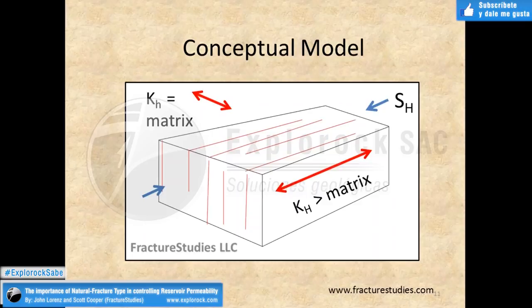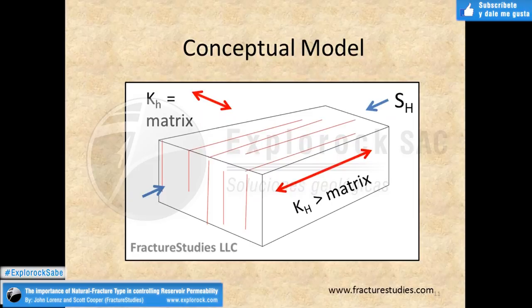So for a general conceptual model of extension fractures in a 3D cube here, we have parallel fractures. They tend to be vertical. They're also striking parallel to the maximum horizontal compressive stress when they formed.